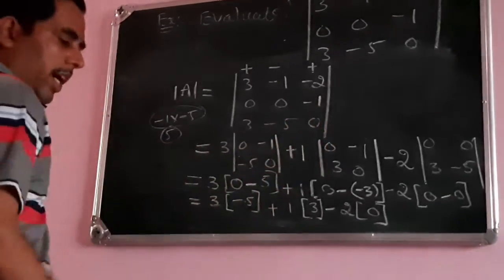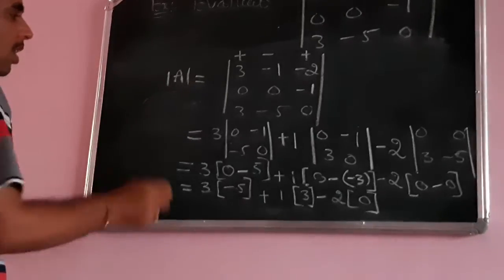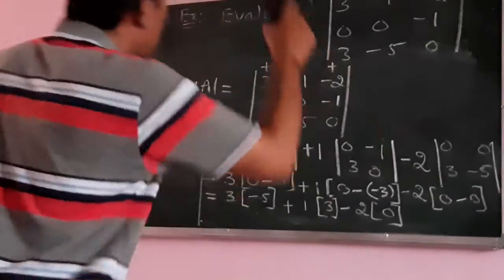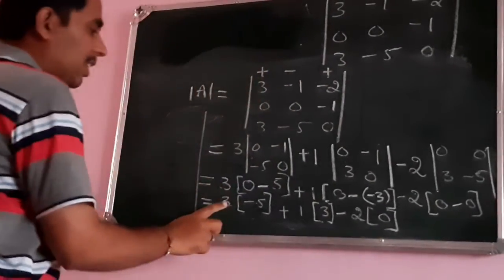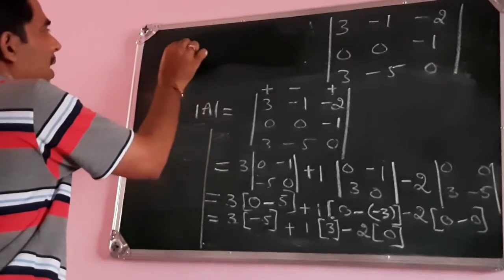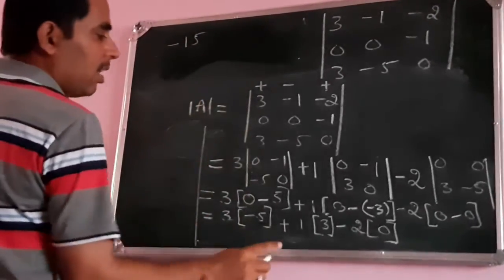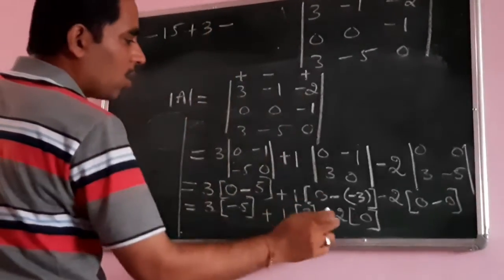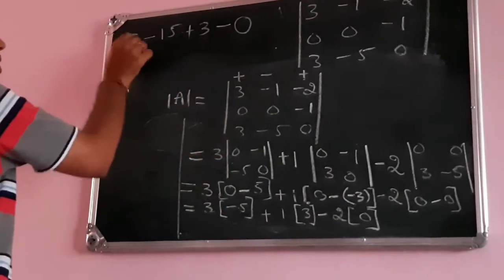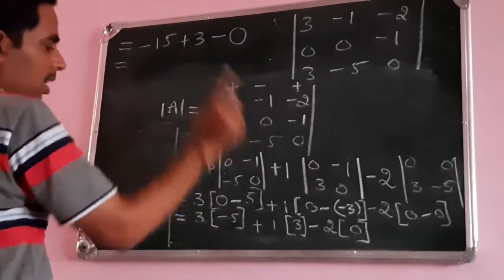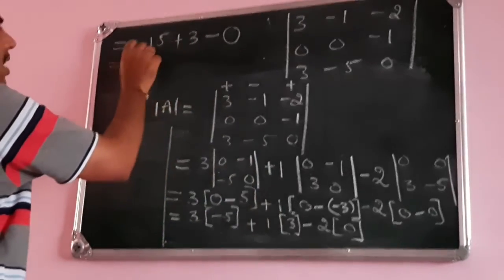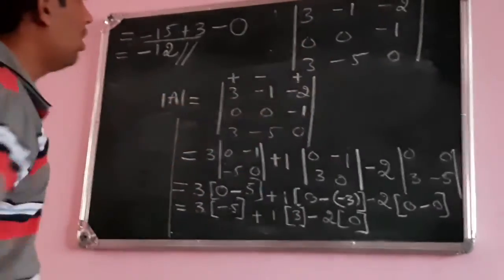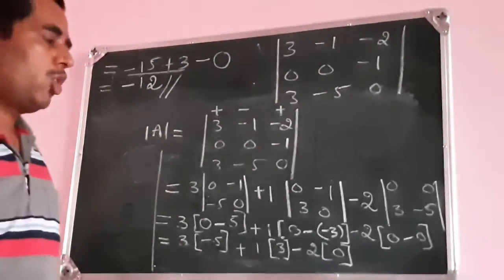I will write the step here. 3 into minus 5, that will be minus 15. Then plus 3 into 1, that will be 3. Then minus 2 into 0, product is 0. So 3 into minus 5 is minus 15, plus 3 ones are 3, minus 0. So minus 15 plus 3 will be minus 12. So the value of the determinant, which I have taken here, is minus 12.